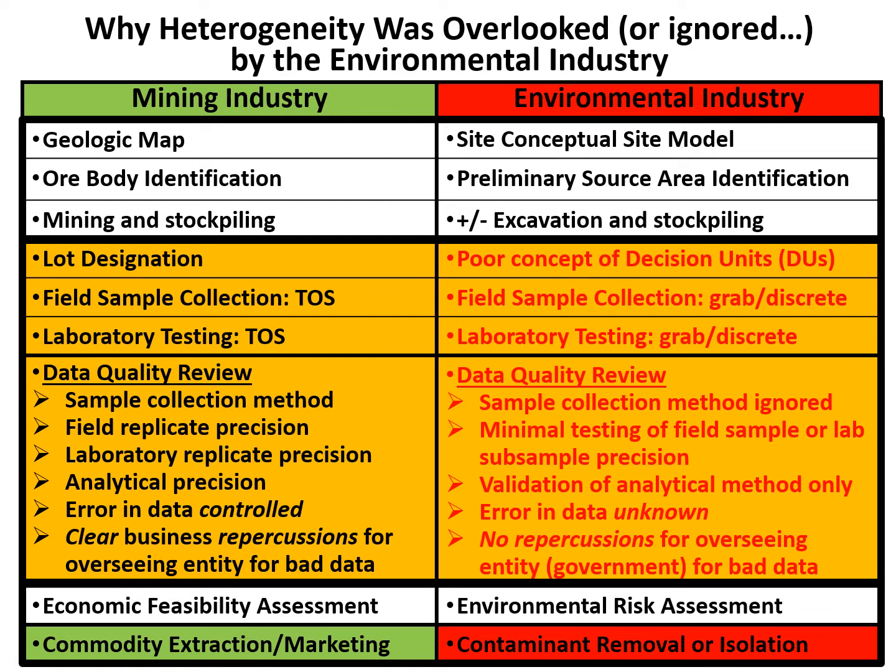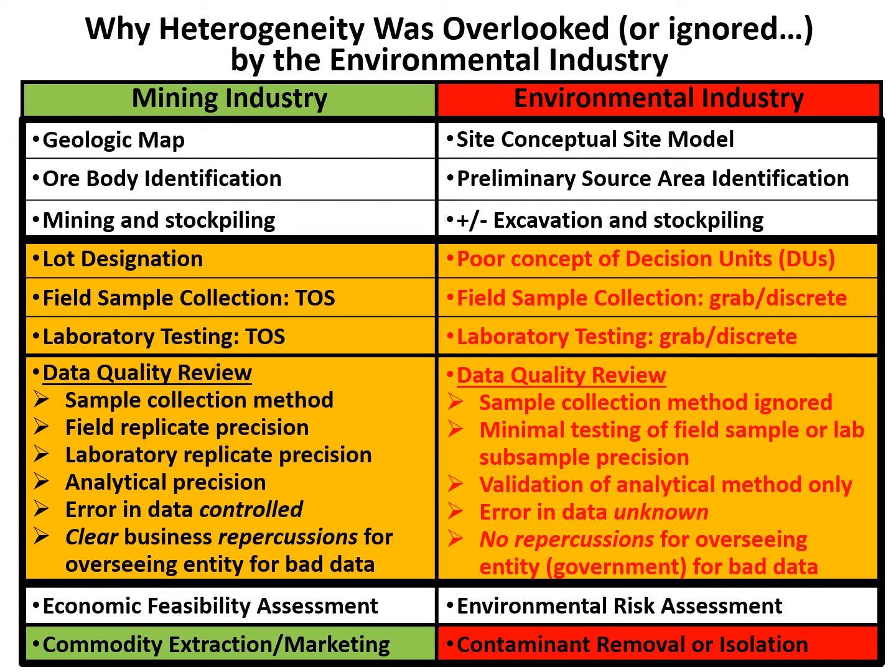Skip down to the bottom. In the mining industry, after they get their data, they make some type of assessment regarding the economic feasibility of the project. And then if it's economically feasible, they extract the commodity and then market it and sell it. A similar approach in the environmental industry: we do an environmental risk assessment. Is the mass of contaminants in this media, the concentration, high enough to pose a significant risk? If so, then we may carry out some type of contaminant removal or isolation. It's a very similar process at the beginning and the end, but it's in the middle where the problems come up.